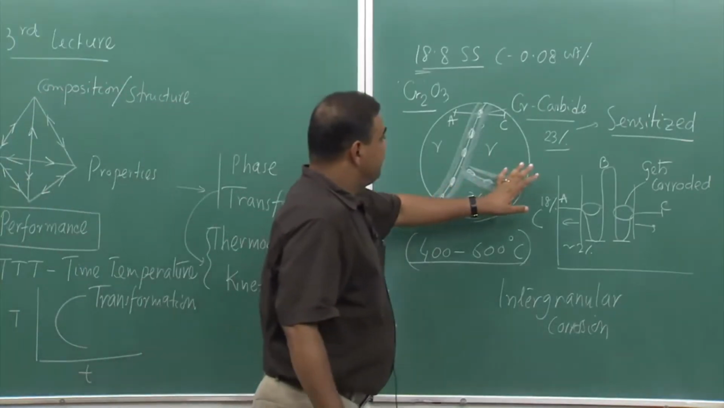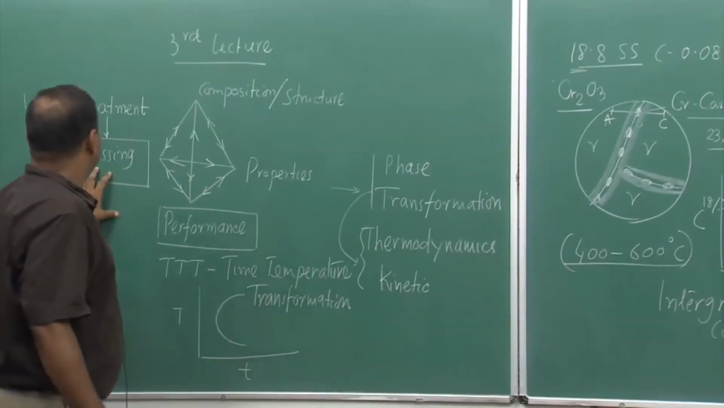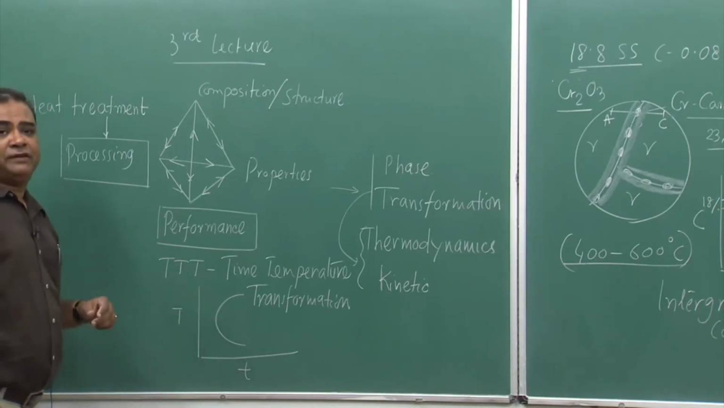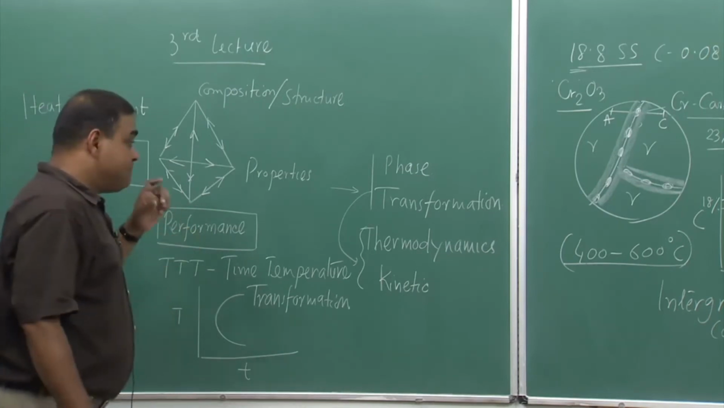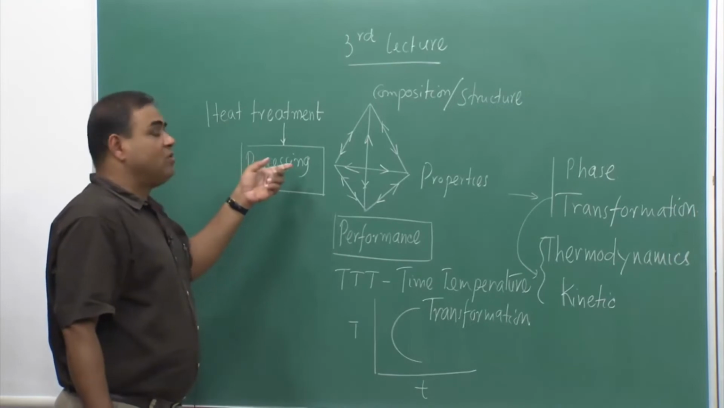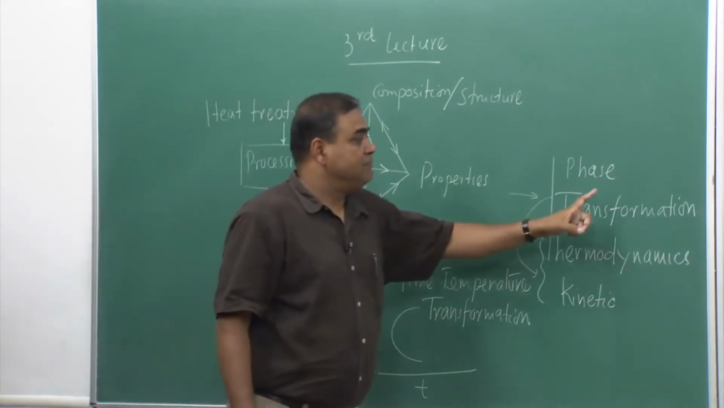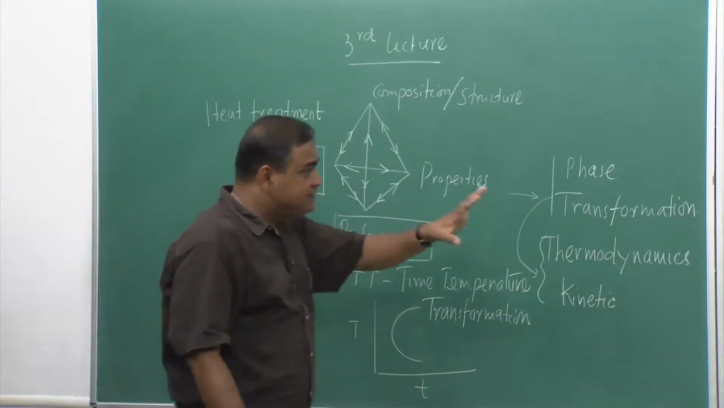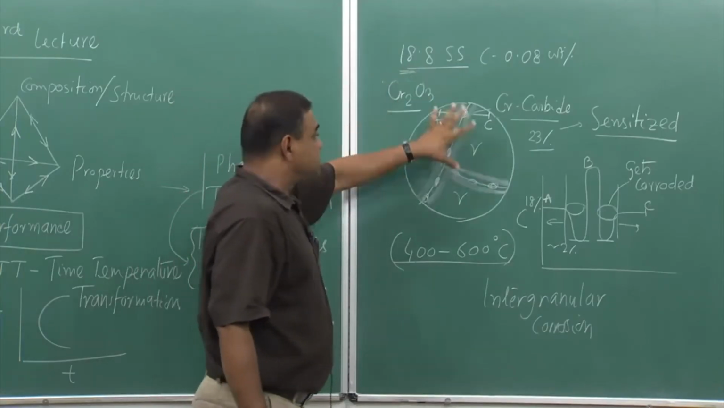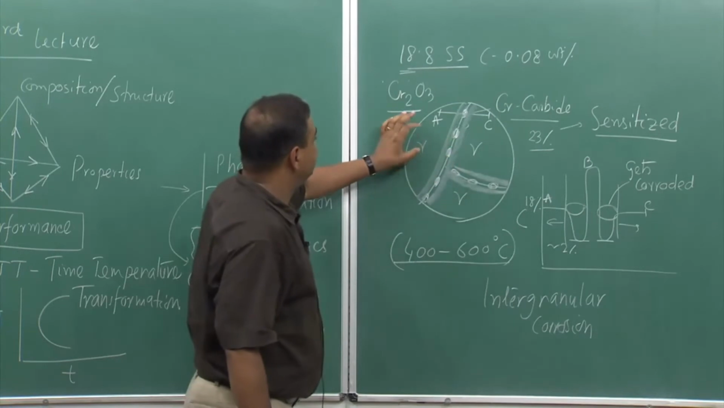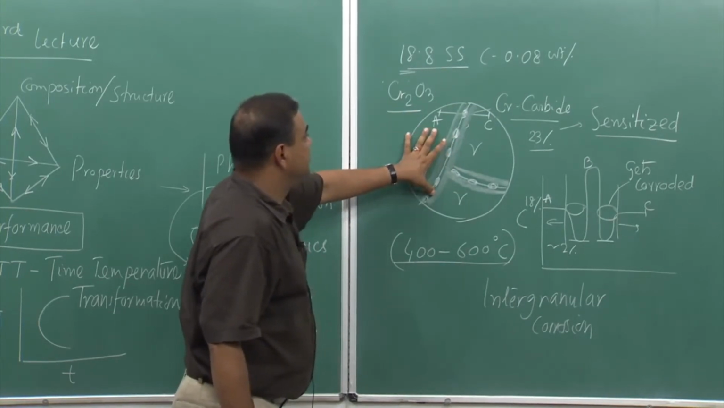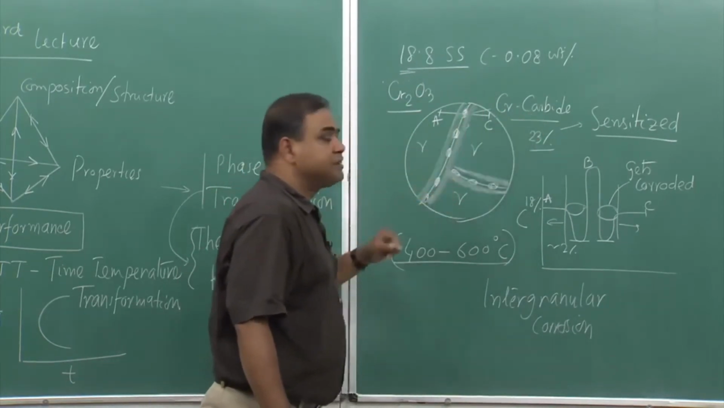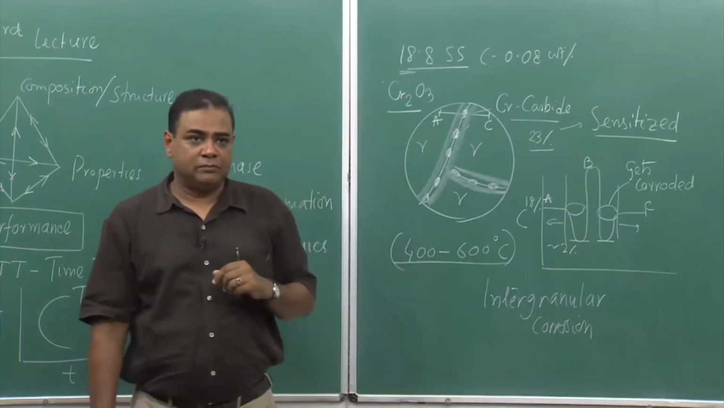So, it is not only that whenever we do processing, it would have a positive effect on performance, it can also have a negative effect on performance. That is why it is important to study what happens when you do processing, what happens to the phase transformation, and what happens to the final performance. So, this is one of those classic examples where the structure does not change, but a simple phase transformation from solid solution 18-8 stainless steel to chromium carbide formation along the grain boundary leads to intergranular corrosion.